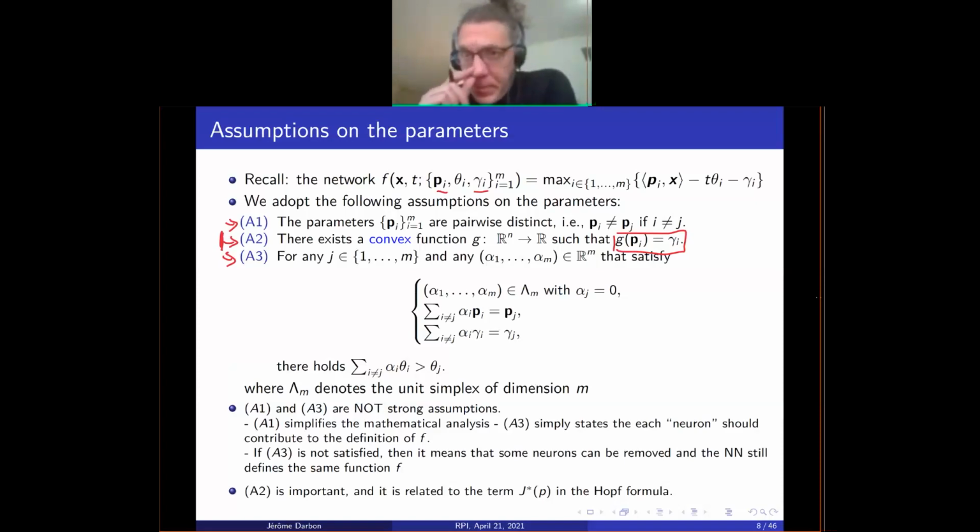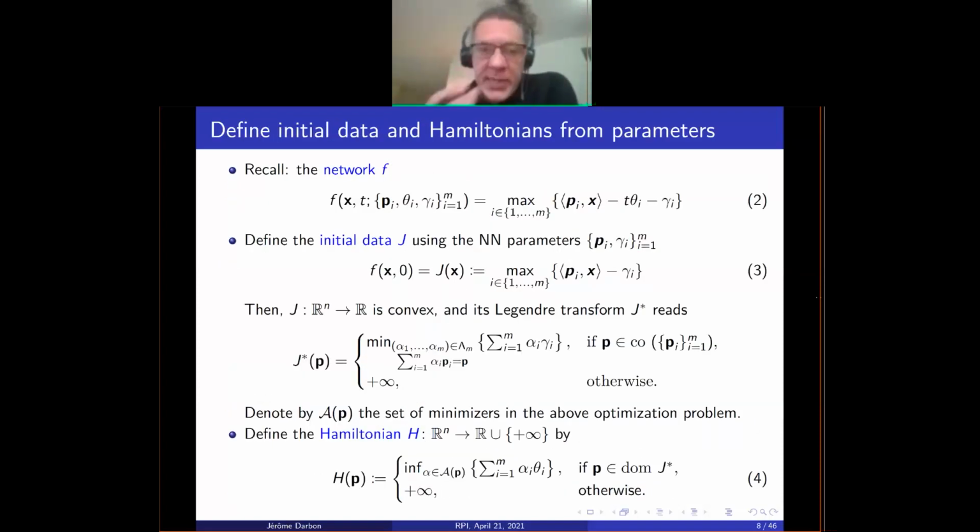Given this assumption, then we can exactly create the initial data and the Hamiltonian from the parameters. So what I have here is the neural network that defines the function f. I simply define the initial data j as f evaluated at 0. So it means I'm going to remove the term t times theta I, and that gives me a function that I call j that I want to see as the initial data.